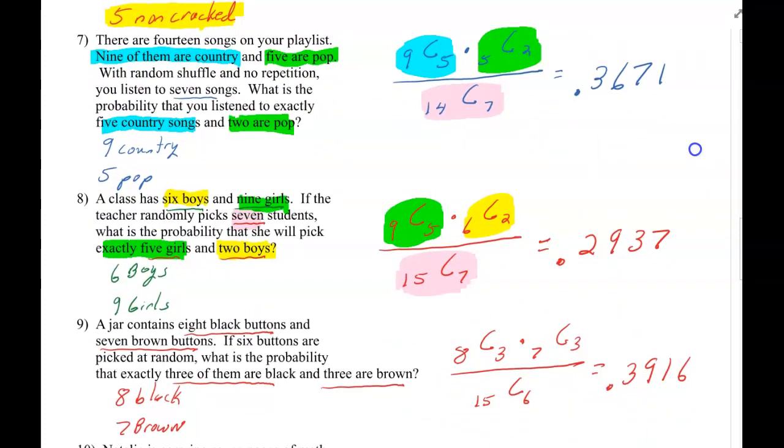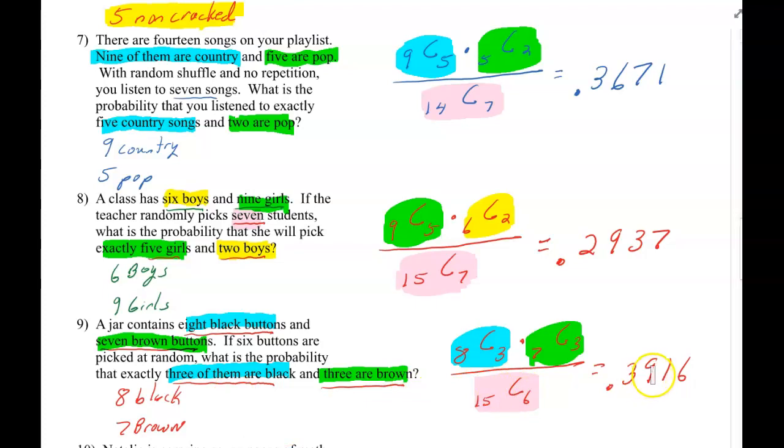Okay, problem number 9. A bag contains 8 black buttons and 7 brown buttons. If 6 buttons are picked at random, so we're doing a group of 6, what is the probability that 3 of them are black? So I'm going to do some color coding again. And 3 are brown. So the favorable outcomes, out of the 8 black, we want to choose 3 of them. Out of the 7 brown, we want to choose 3 of them. I'm highlighting that in green. Again, and means multiply. The denominator, there are a total of 15 marbles, and we're choosing 6 of them. So when you divide those two, you get the final answer, 0.3916.